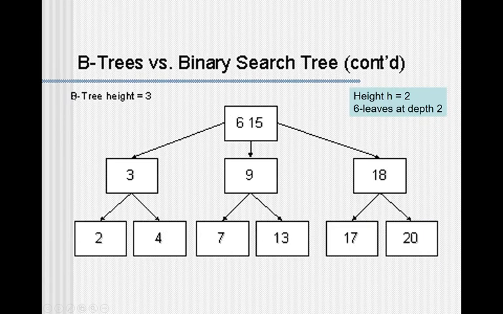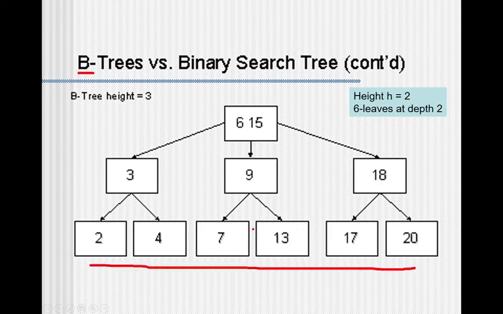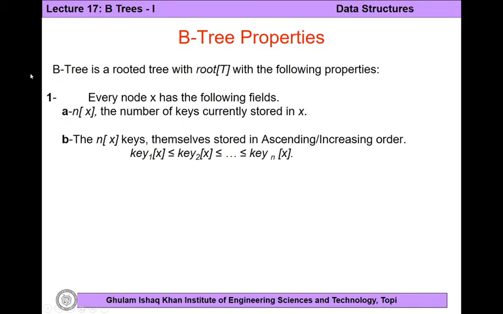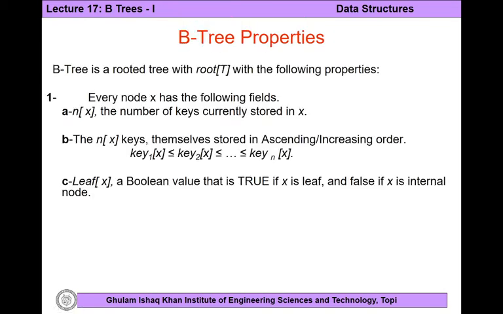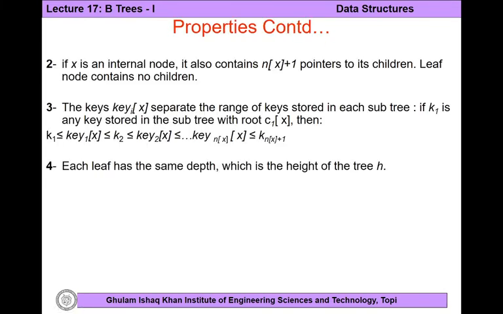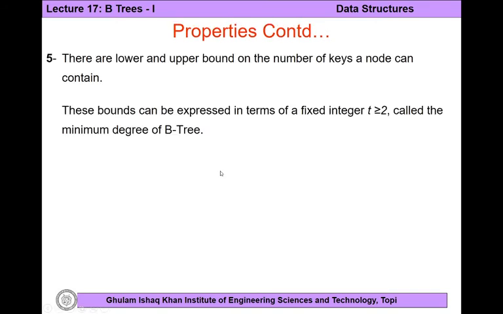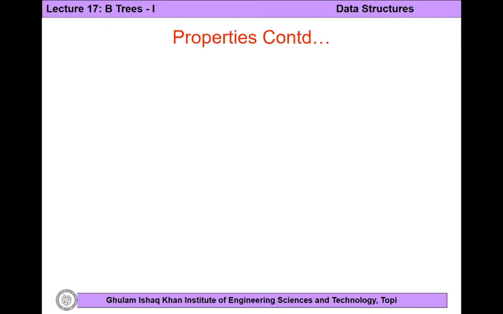And each leaf has the same depth, which we can see here. Each leaf in a B tree has the same level, right? Okay, then yes, I've covered it. Each leaf has the same depth.